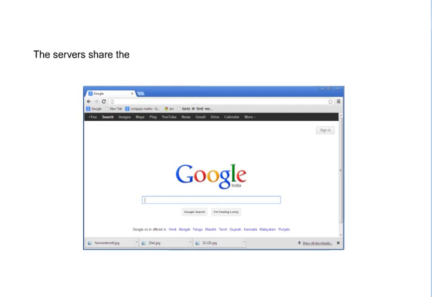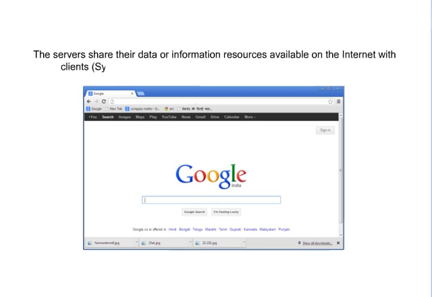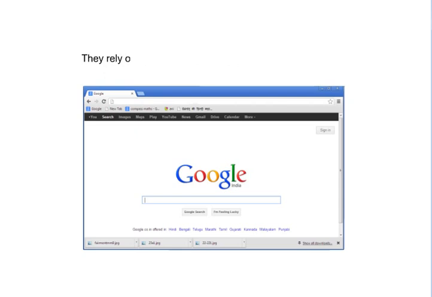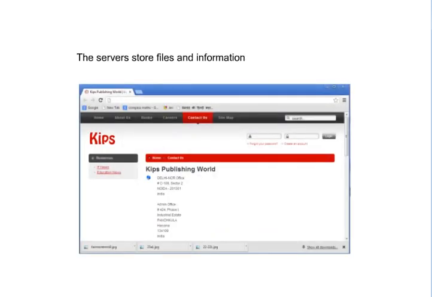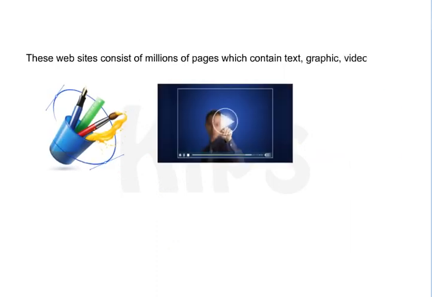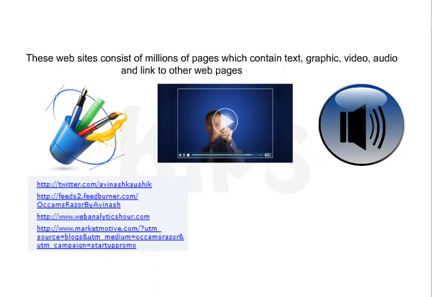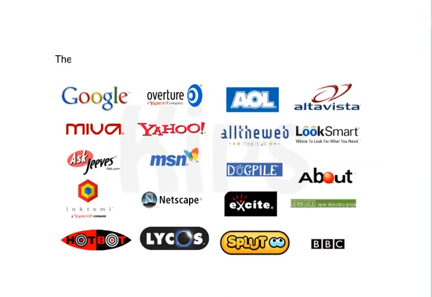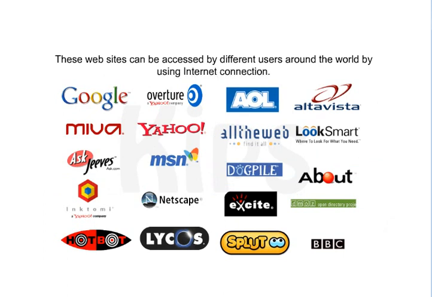The servers share their data or information resources available on the internet with clients, systems which initiate requests to servers for various services. They rely on servers for files, devices, processing power, etc. The servers store files and information in the form of websites. These websites consist of millions of pages which contain text, graphic, video, audio and link to other web pages via hyperlink. These websites can be accessed by different users around the world by using internet connection.